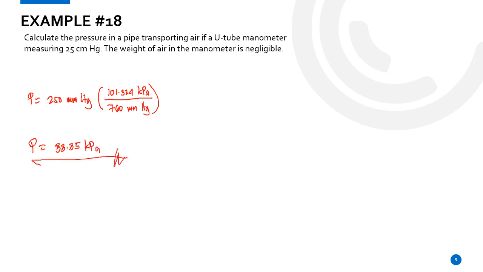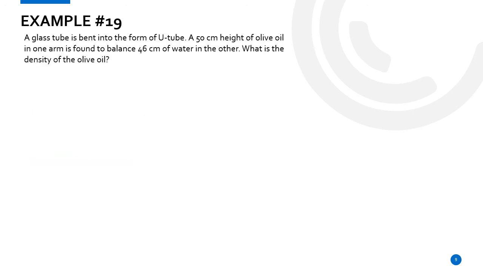Okay? So for your assignment, kaning example number 19, a glass tube is bent into the form of a U-tube. 50 cm height of olive oil in one arm is found to balance 46 cm of water in the other. So what is the density of the olive oil? So same lang gihapon, P1 is equal to P2, no?